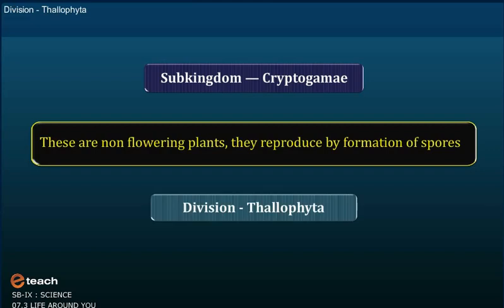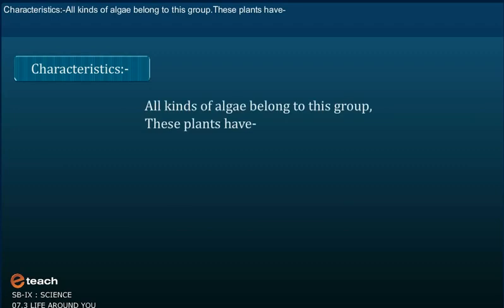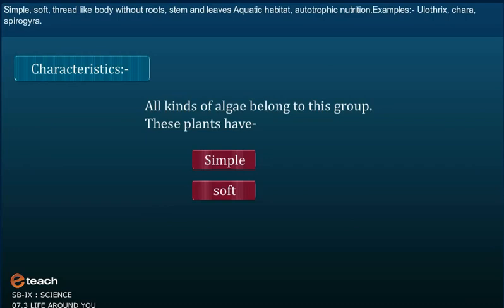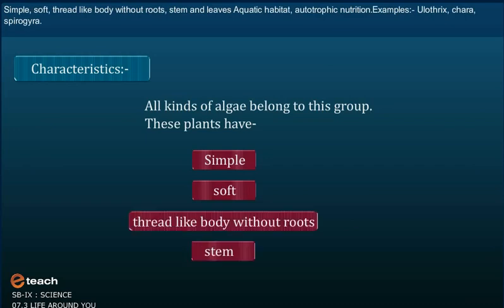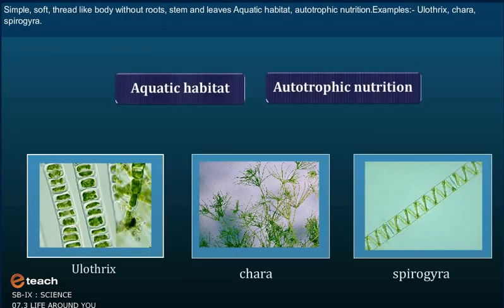Division: Thallophyta. Characteristics. All kinds of algae belong to this group. These plants have a simple, soft, thread-like body without roots, stem and leaves. Aquatic habitat, autotrophic nutrition. Examples: Ulothrix, Chara, Spirogyra.